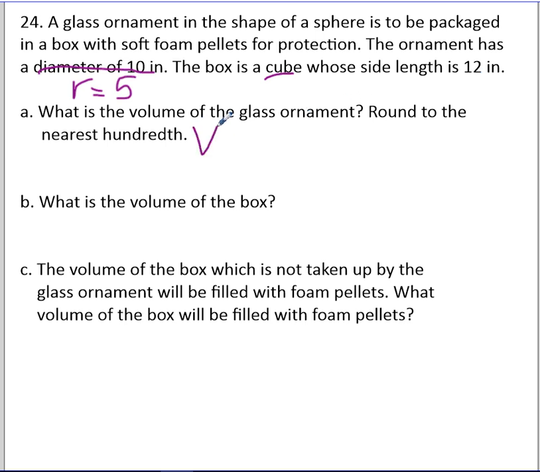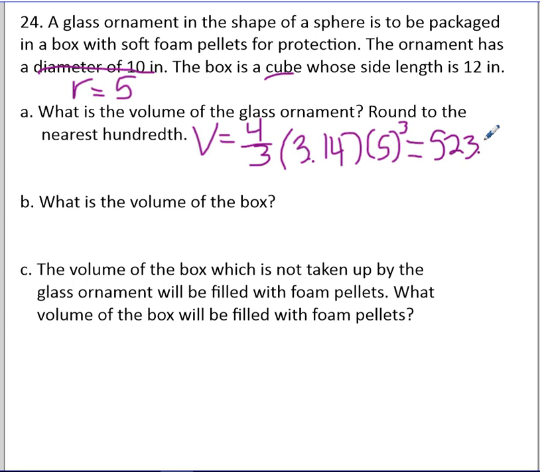So the volume of the ornament first, sphere is 4/3 times pi times radius cubed. So 4/3 times 3.14 times 5 cubed gives us a volume of 523.33 when we round to nearest hundredth. And again, it's in inches, so it's cubic inches.